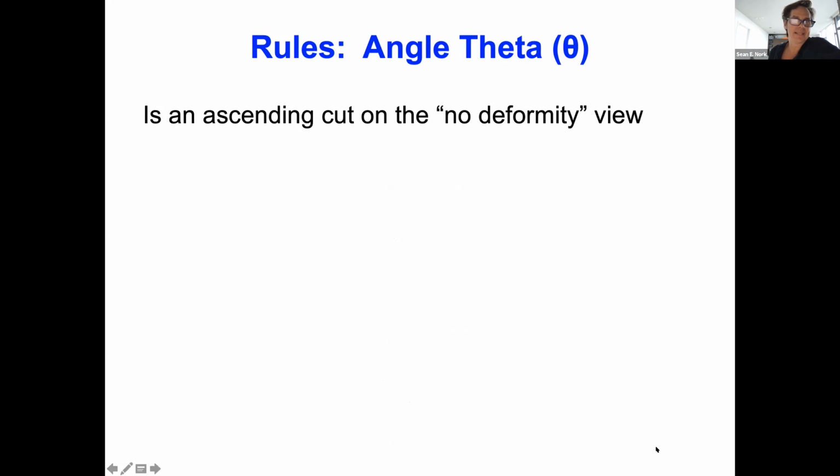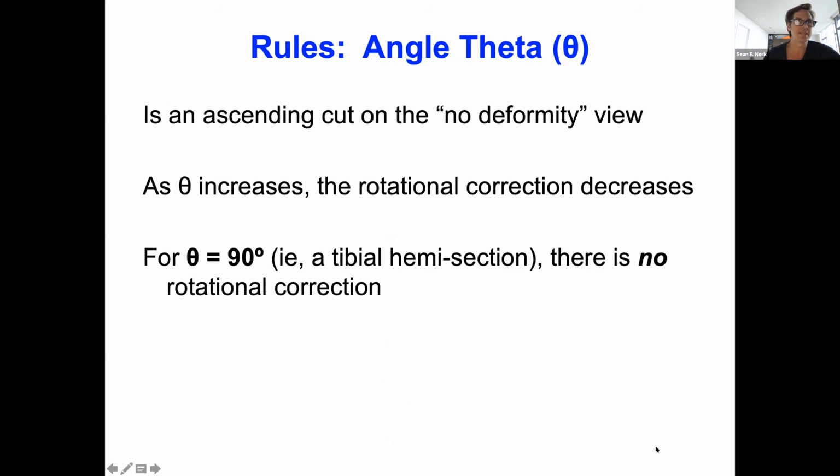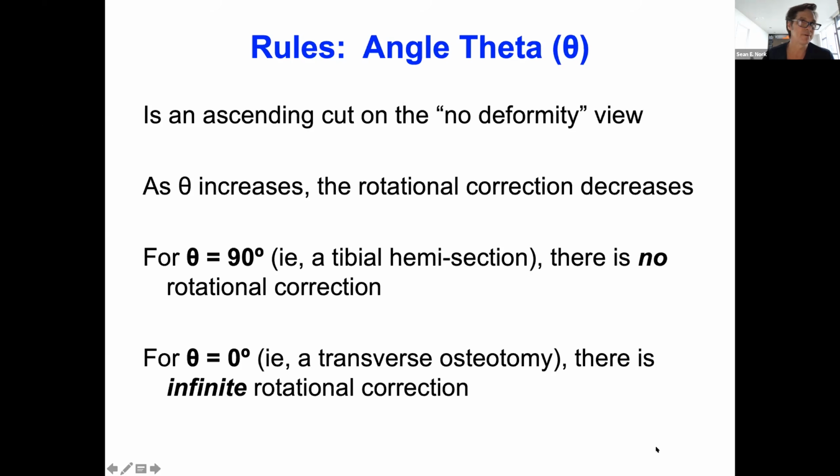It's calculated as an ascending cut on the no deformity view. As angle theta increases, the rotation that's introduced decreases. And that makes sense because as angle theta goes to 90 degrees, in other words, it's parallel with the long axis of the tibia, a tibial hemisection, that is the only way that you can do a coronal plane correction with no rotation. But obviously that's completely impractical. Whereas if angle theta goes to 0, that just means it's a transverse cut, and therefore there's infinite rotational correction.